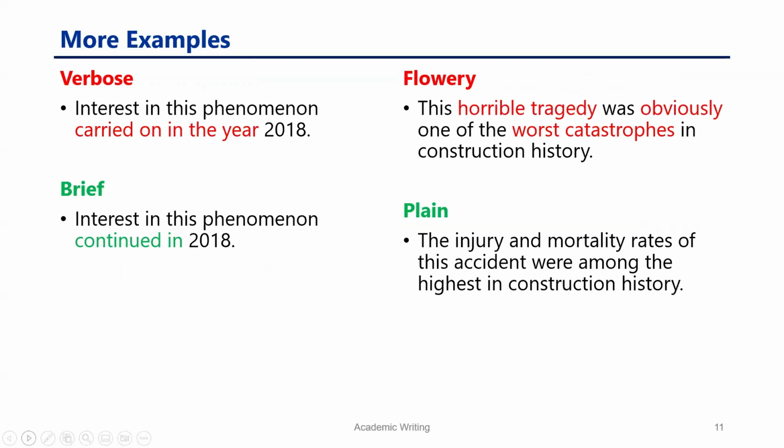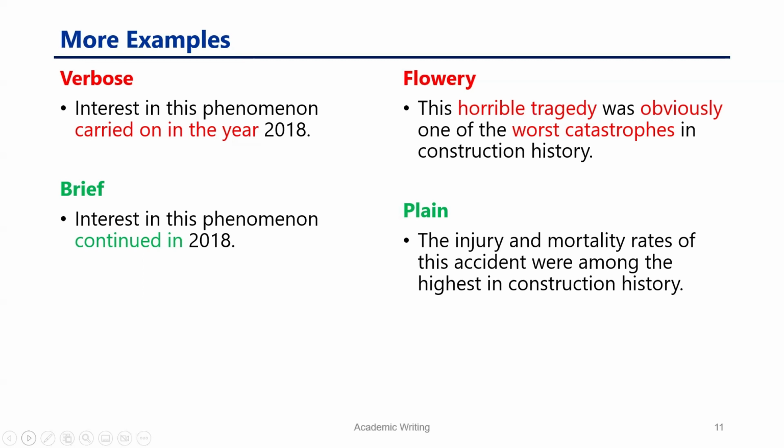Let's look at another example of being verbose. Interest in this phenomenon carried on in the year 2018. How can we say this with less words? An example of being brief is interest in this phenomenon continued in 2018. We use 2 words instead of 5.